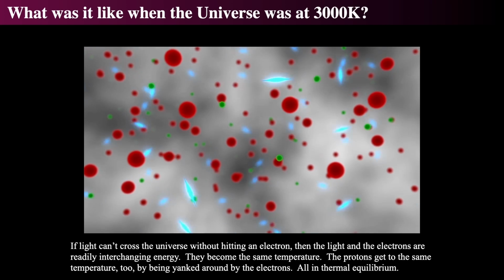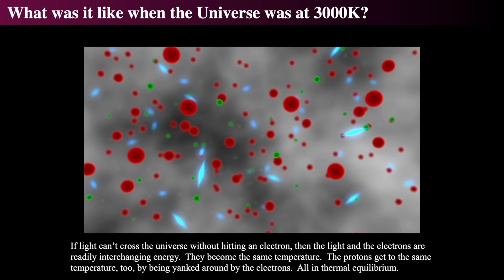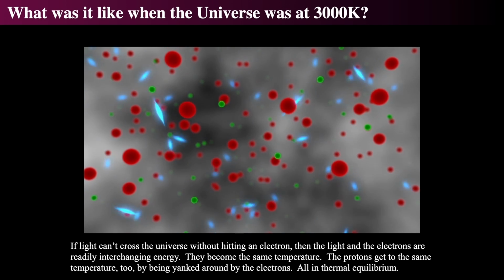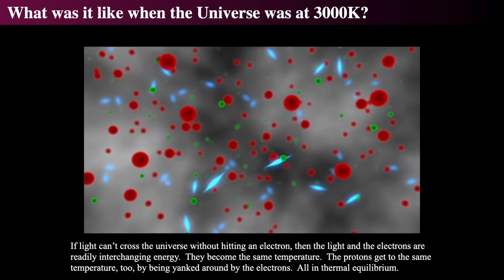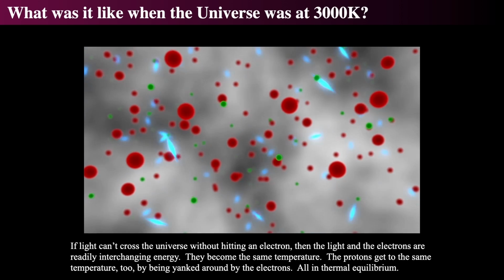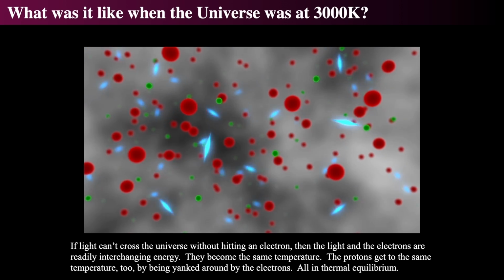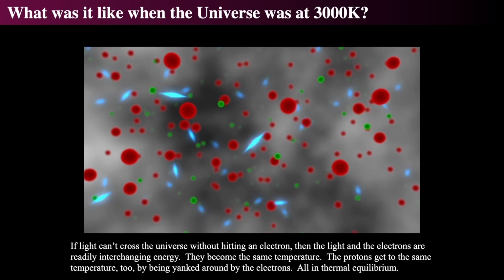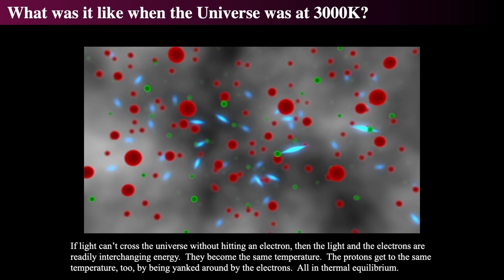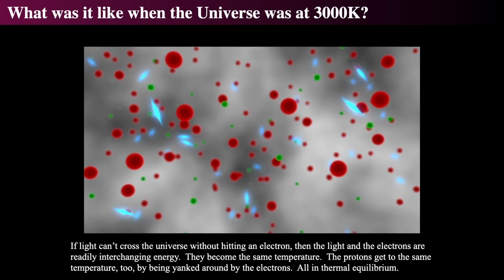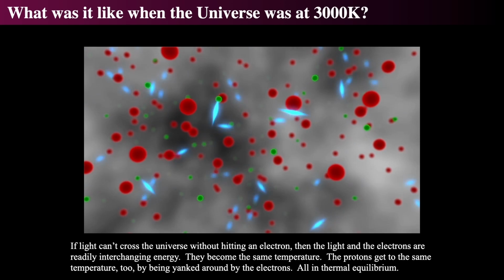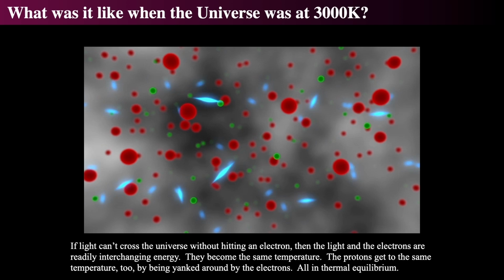And because they're the same temperature, because they're interacting so rapidly and the electrons and photons are interacting so much, they stay at the same temperature. And because the electrons pull on the protons really hard because of the electrostatic force, then the protons get to be the same temperature as the electrons as well. So this is what we call Thomson scattering, and it's the scattering of photons off of electrons.